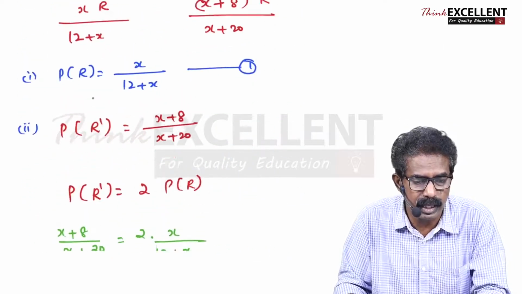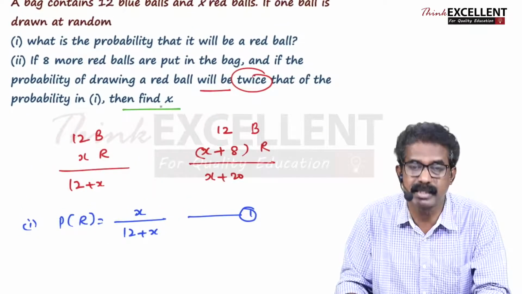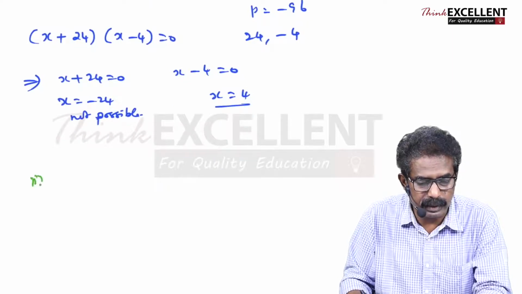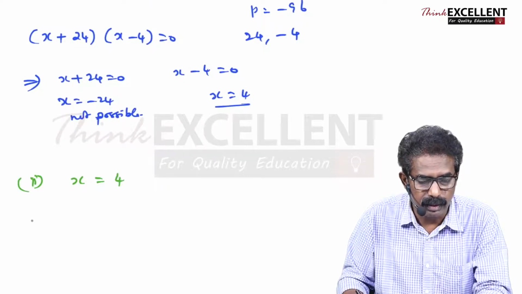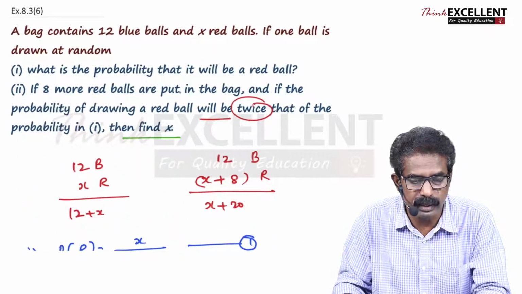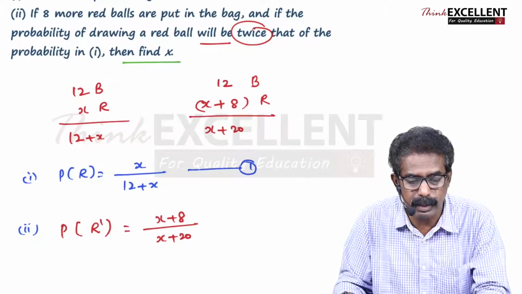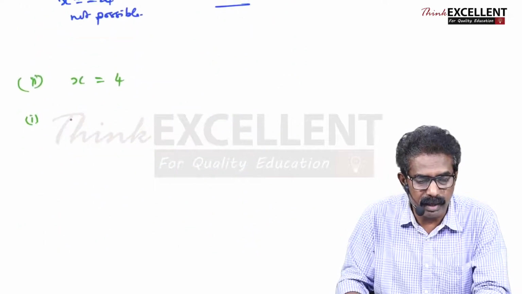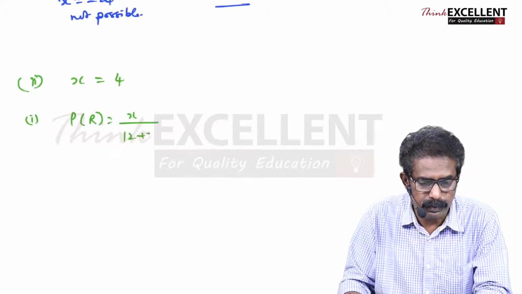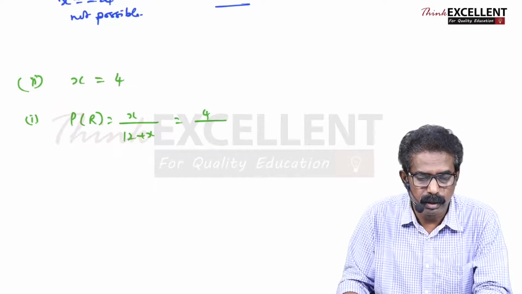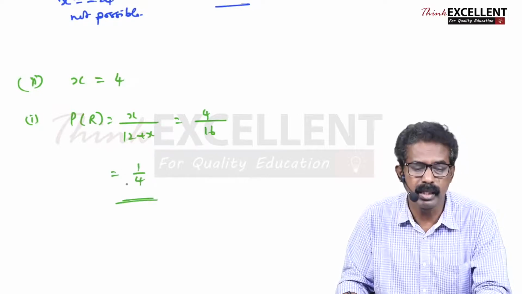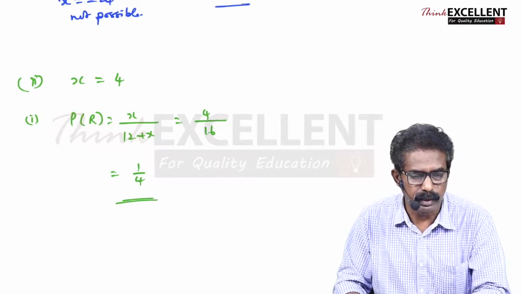See what they asked: find X. So that is the answer for the second part, X value 4. The first part we have to complete, right? The first part is: what is the probability of getting a red ball? P of R is equal to X by 12 plus X. That is, X value 4, 12 plus 4, it is 16. So cancel, your answer is what? 1 by 4. Now we'll try to work out one more question.